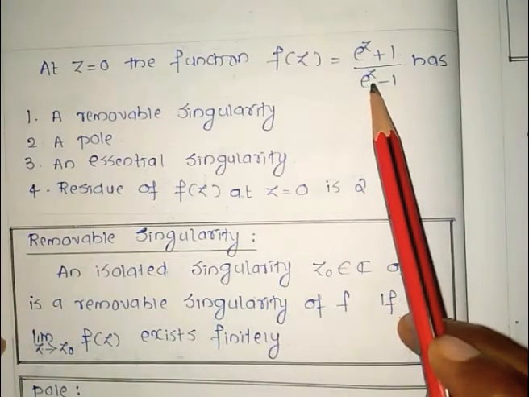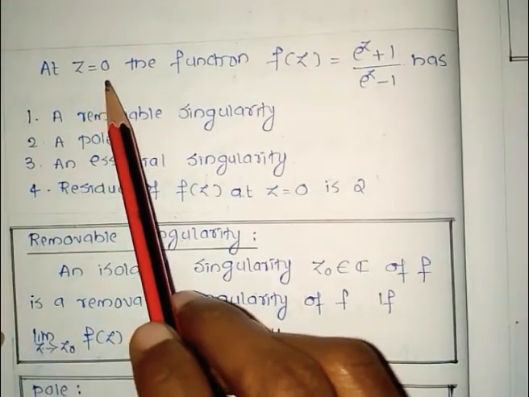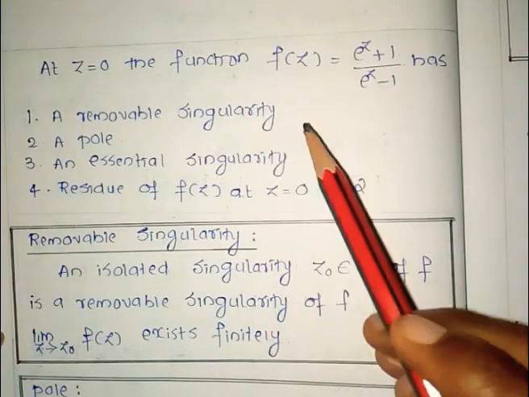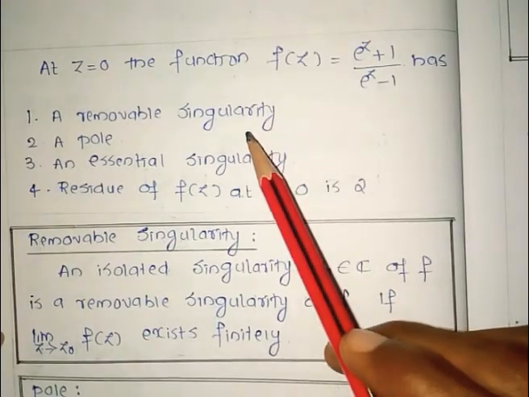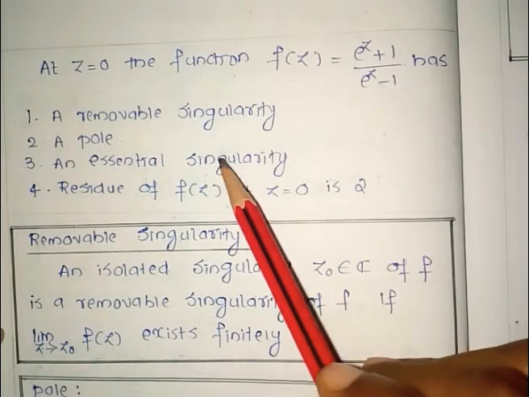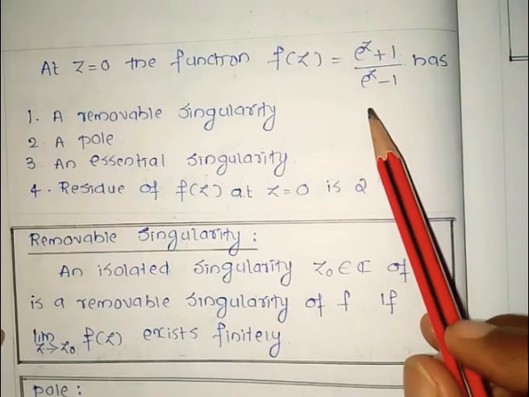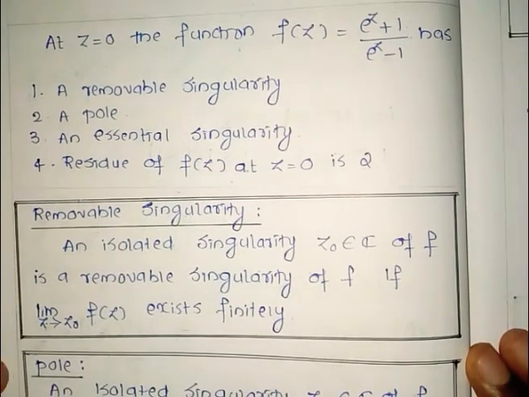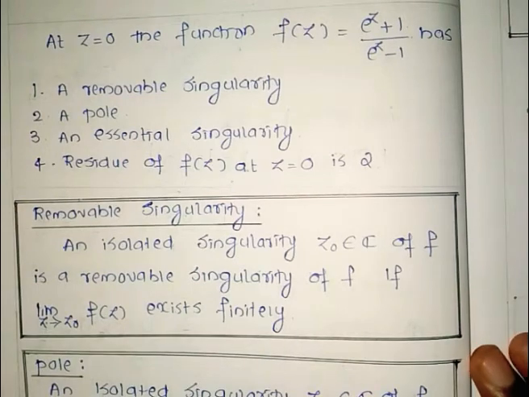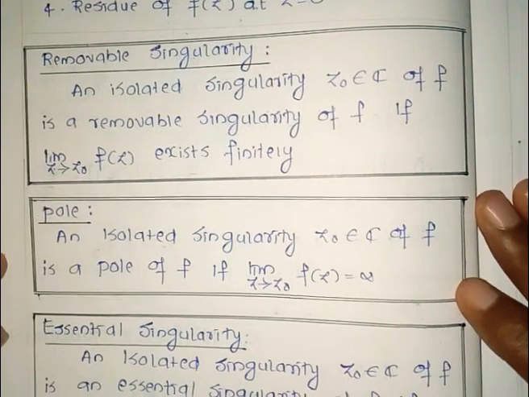So we are given that f of z is equal to e power z plus 1 divided by e power z minus 1, and also that z is equal to 0 is an isolated singularity. Now we want to check whether it is a removable singularity, a pole or an essential singularity, and also we want to compute the residue of this function at z is equal to 0. So first of all we want to know what a removable singularity, a pole and an essential singularity are. So we are going through the definitions.